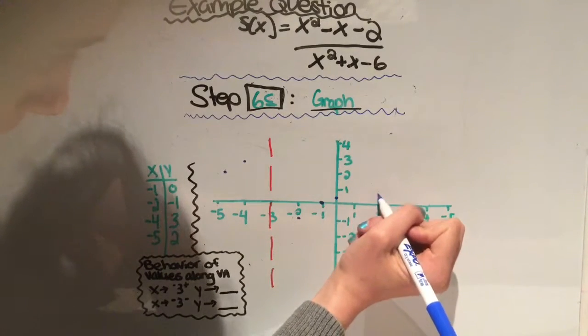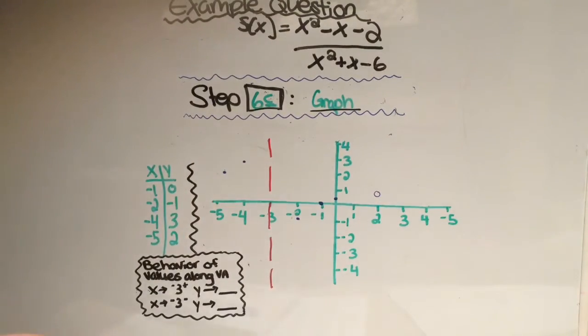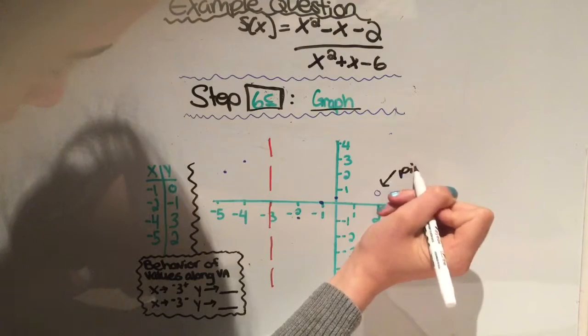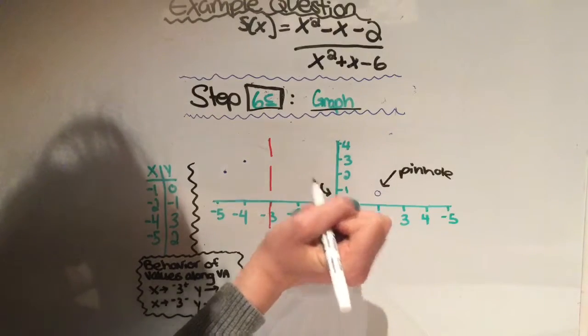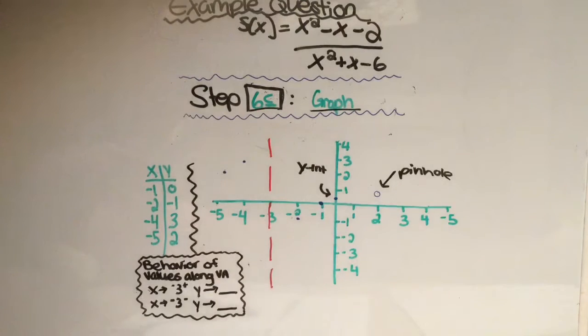In step 2, we found that the pinhole was located at (2, 3/5). I am making sure to draw my pinhole with an open circle because it is a break in the graph. I also made sure to plot the x-intercept and the y-intercept, as we also found that in the first part of the graphing step.